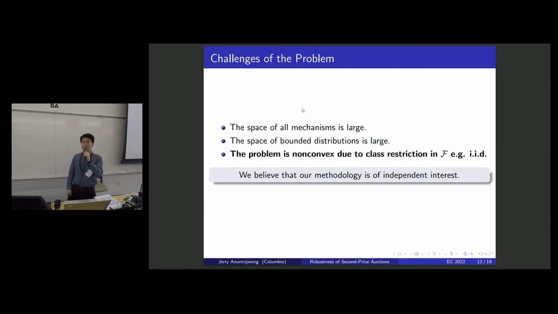The challenges of our problem are that the space of all mechanisms is large, the space of all bounded distributions is large, and most importantly, the problem is non-convex due to class restrictions such as IID. We believe that the methodology that we came up with to tackle these is also of independent interest and is useful in other problems as well.